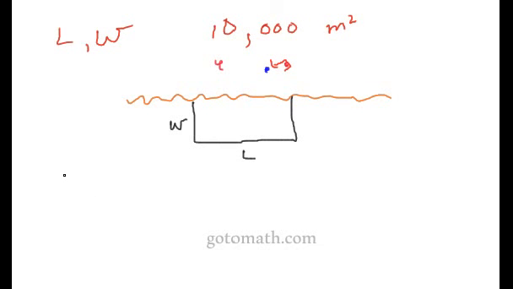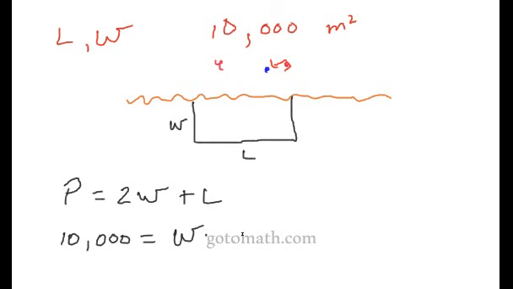So let's go ahead and write down our equations. We're going to write down the primary equation first. That's going to be P, and no, P doesn't stand for pig or pin, it stands for perimeter. And we're going to have two W's, a W here and one over here, and then a length L. And let's write down a secondary equation. We said that the area is 10,000 meters squared, and this will be W times L.